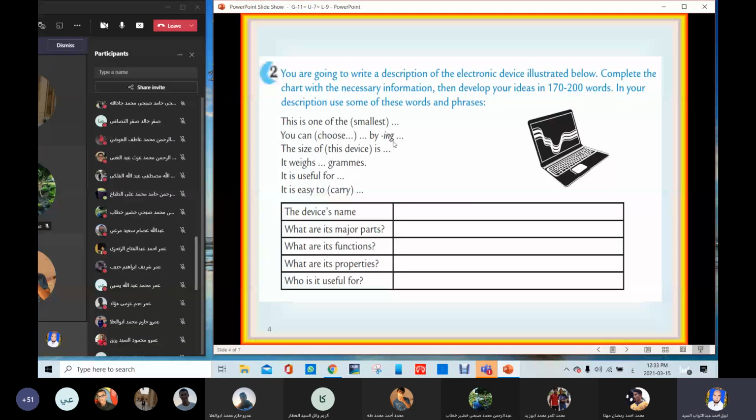This is one of the smallest laptops in the world. You can choose from different colors, etc. The size of this device is suitable. It weighs how many grams? It is useful for who? It's easy to carry. What about its batteries? How long does it last? Okay. I'll give you 2 minutes to think about this, and you are going to write the answer in your workbook.